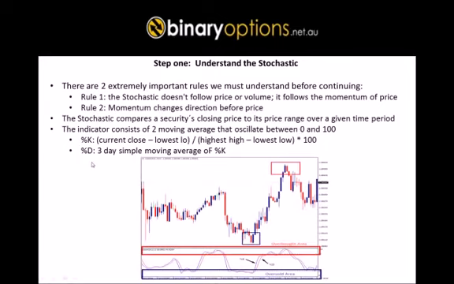Here's a naked chart of the US dollar Canadian dollar 15-minute time frame with the stochastic oscillator plugged in it. As you can see, the oscillator fluctuates between 0 and 100, and we have two levels, the 20 level and the 80 level. An overbought condition is when the stochastic oscillator is fluctuating between 80 and 100, and an oversold condition is when it's fluctuating between 20 and 0.